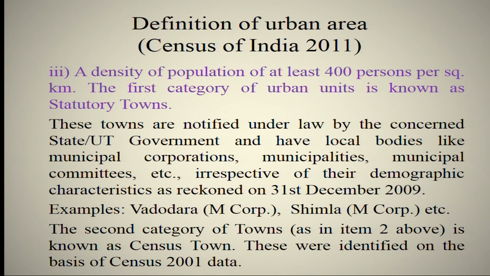These towns are notified under law by the concerned state and union territory government and have local bodies like municipal corporations, municipalities, municipal committees, etc., irrespective of their demographic characteristics as reckoned on 31st December 2009. Examples are Vadodara, Simla, etc. The second category of town is known as census town. These were identified on the basis of Census 2001 data.